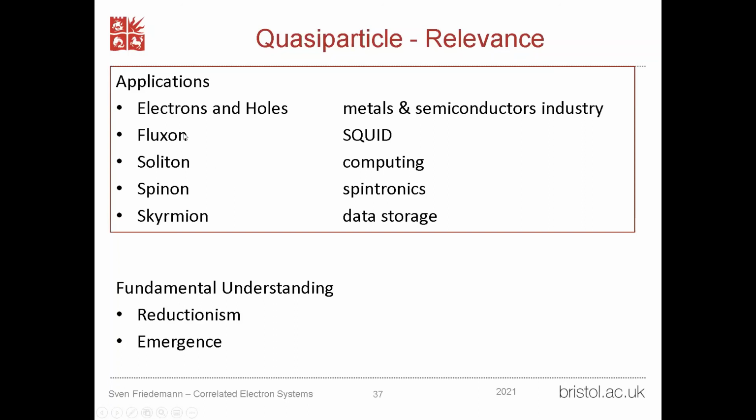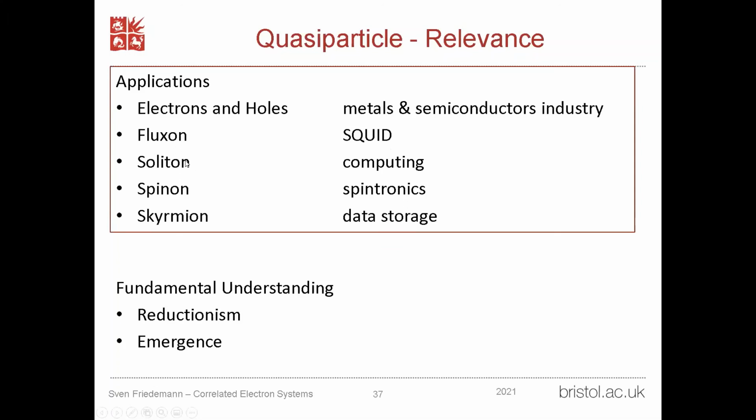But then some of the other quasi-particles are also used. For instance, the fluxon is a quantum of flux in a superconducting quantum interference device. So that's used for detection of very small magnetic fields, including those arising from currents in your brain and so on. One can use this to measure these electric currents.